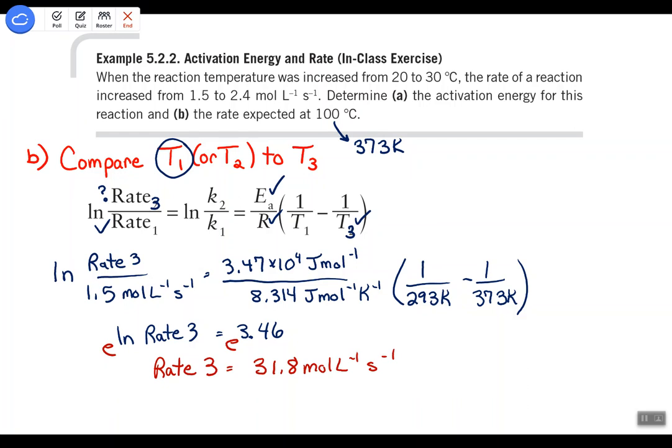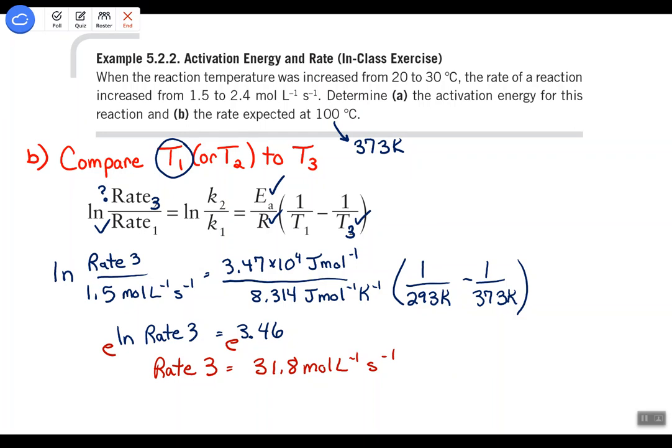So we can now take a look at this and say, well, does this number make sense? When we started at 20 degrees Celsius, the rate was 1.5 moles per liter per second. When we increased the temperature by 10 degrees Celsius, the rate increased to 2.4. If we jump this from 20 all the way up to 100, we would expect the rate to be even faster. And indeed, this rate is faster, almost 32 moles per liter per second. That's pretty fast.